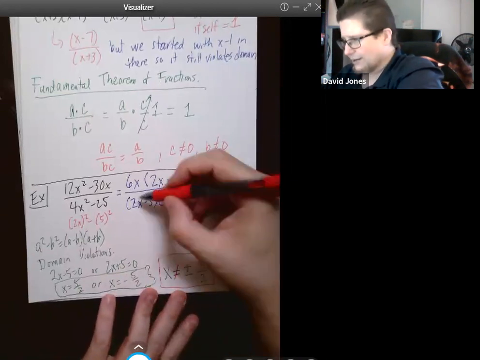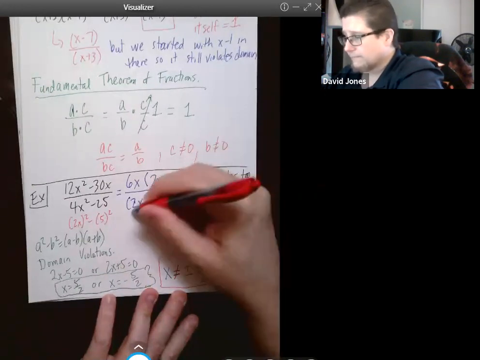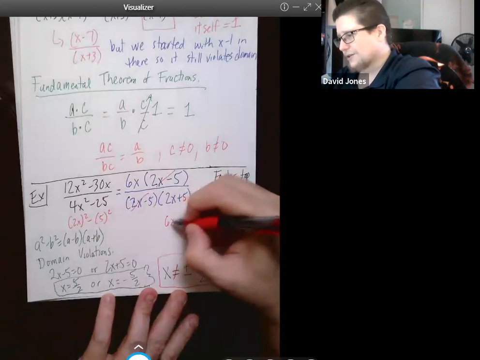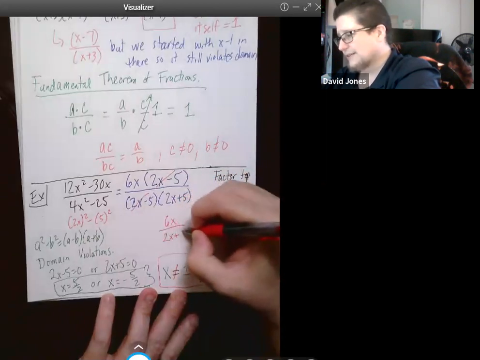Then we'll cancel out things that appear on top and bottom. And we're left with 6x over 2x plus 5.